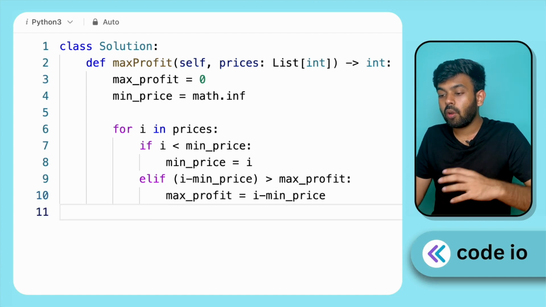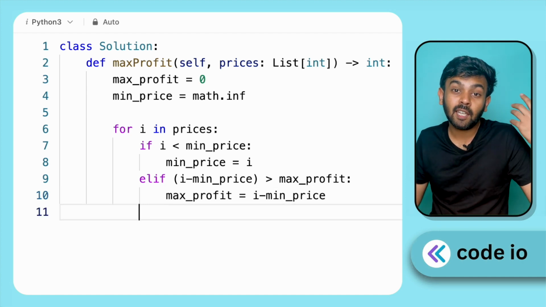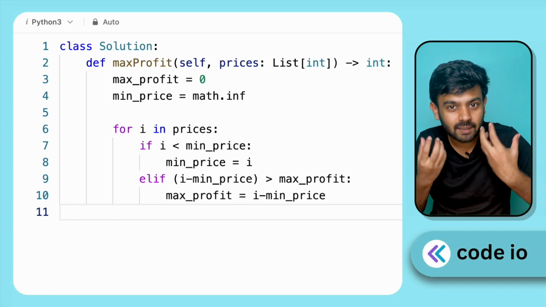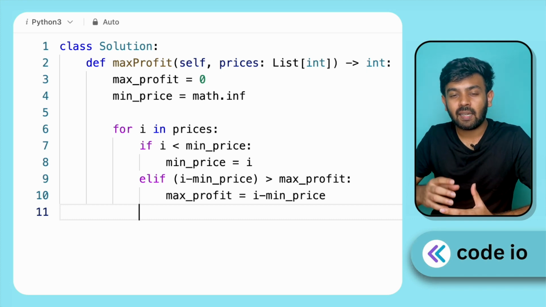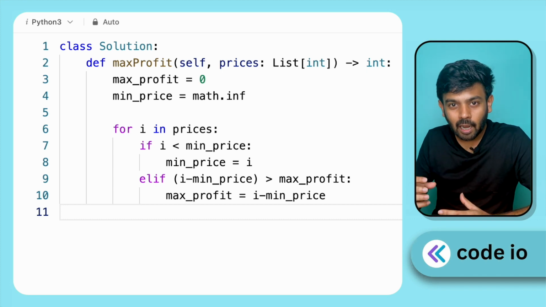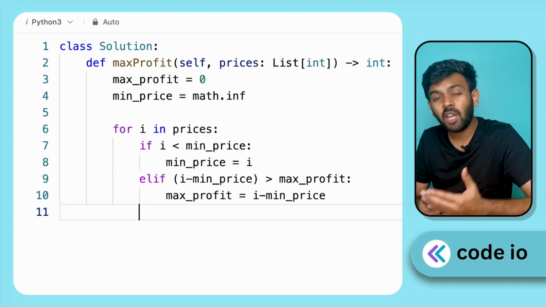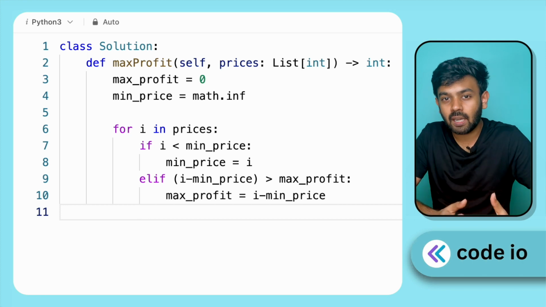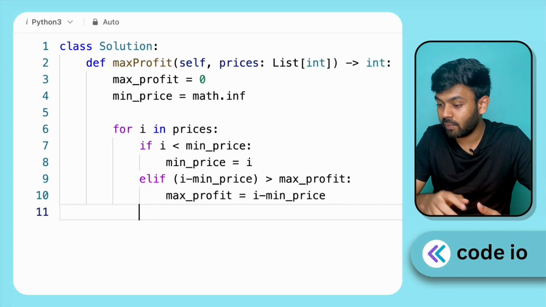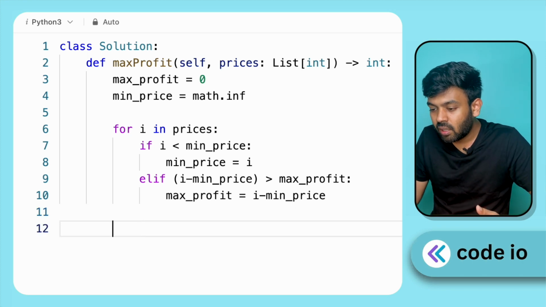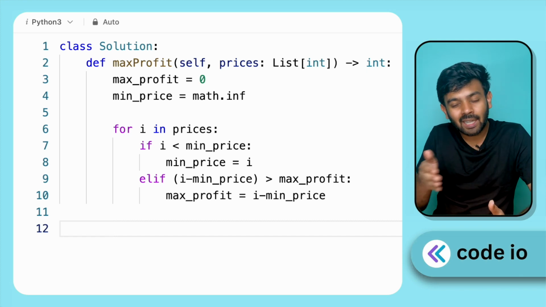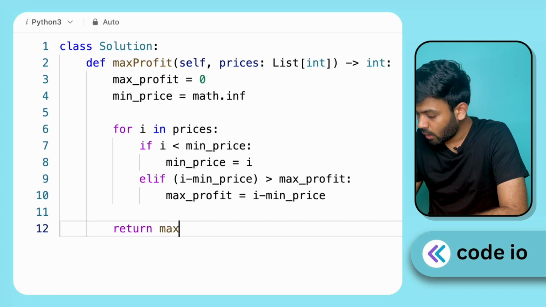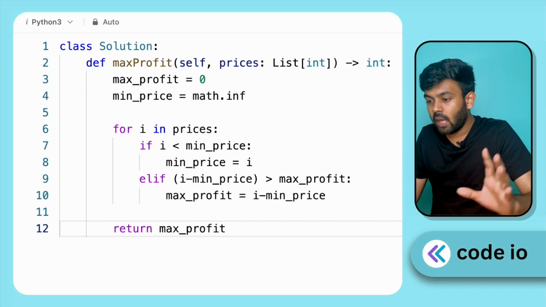Okay. So if you have found a value that is lesser than your minimum price, you would be updating your minimum price. In that case, you would not calculate profit because profit would be 0. Other than that, if you don't update your min price, you're going to calculate profit and you're going to see if your current profit is greater than your max profit. If in case your current profit is greater than your max profit, you're going to update your max profit, and that is it. Now, after all the iterations, after you iterate through the entire list, you can just return your max profit. Max profit. That is it.